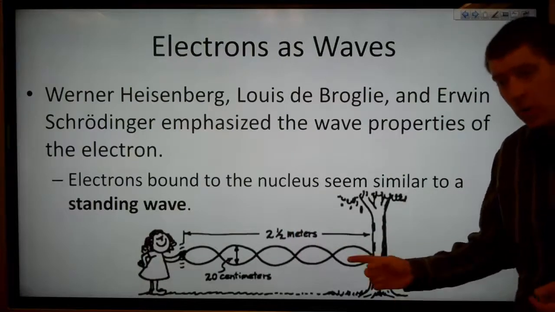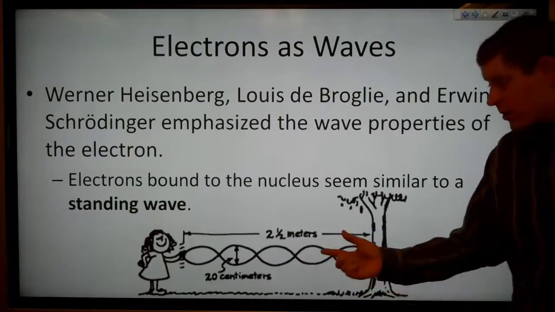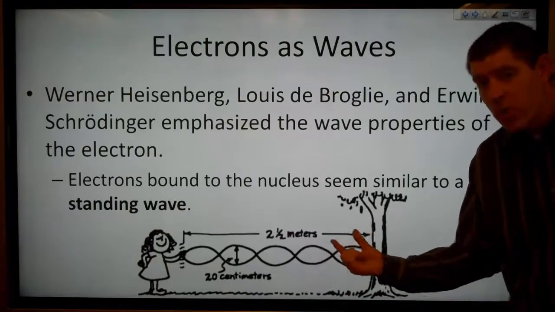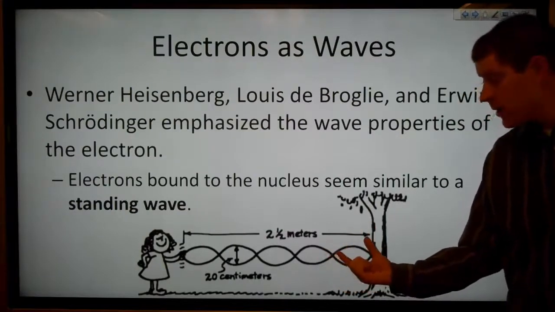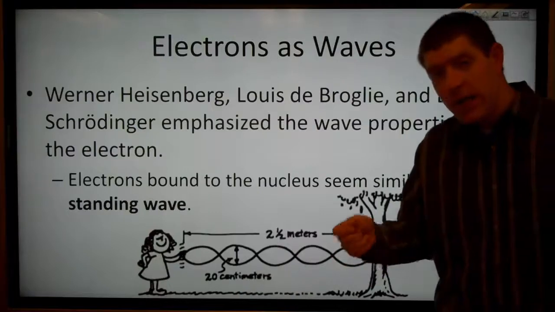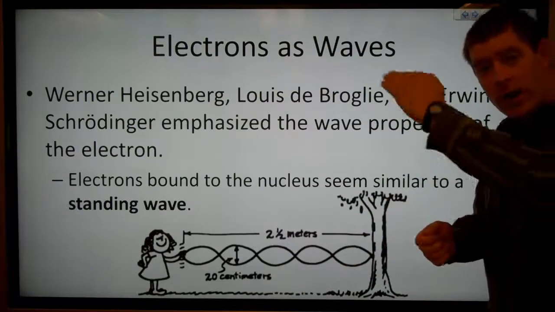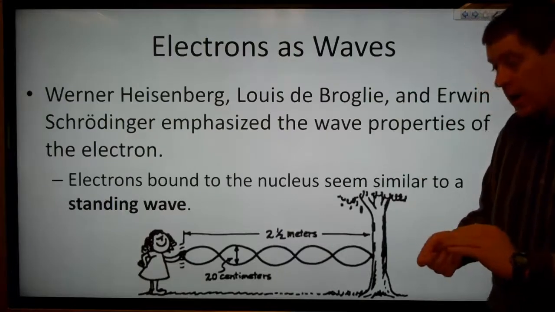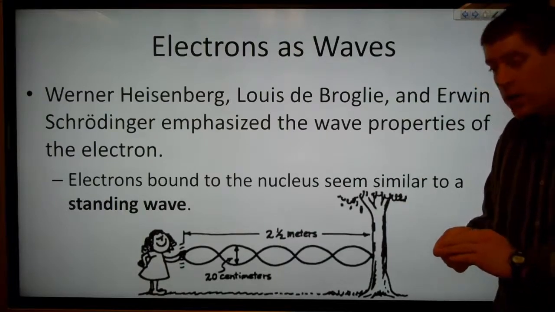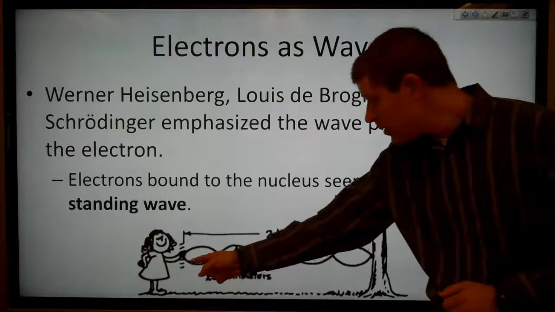If we shake it slower, we can get fewer waves, but there's a limit to how few waves we can get in there, and we have to be shaking at specific frequencies. I can shake at one frequency to get one wave in the whole rope. I can shake at a different frequency to get two waves in the rope with one node in between.